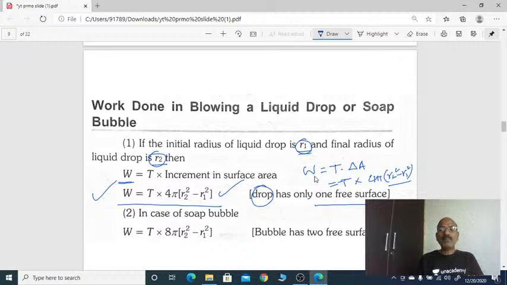In case of soap bubbles, you all will play with soap bubbles, with a ring you blow it and a large number of bubbles come out. In case of soap bubbles, what is the work done in blowing? Work done equals surface tension into increase in area. For a drop it is 4 pi r square, but a soap bubble has two free surfaces, so multiply by 2: 2 into 4 pi, 8 pi. So keep in mind, the work done in blowing a liquid drop is different from blowing a soap bubble. It has two free surfaces, so 8 pi T into (R2 square minus R1 square).